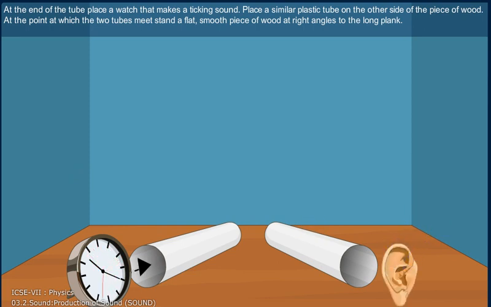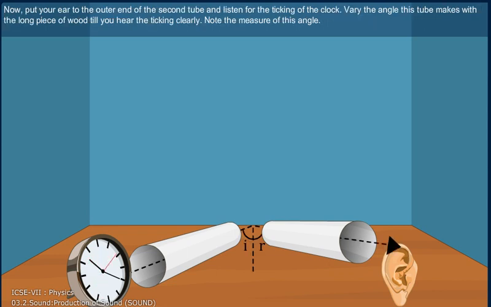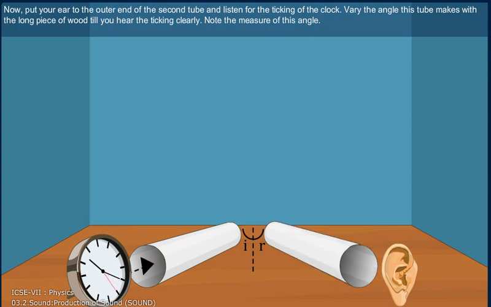At the point at which the 2 tubes meet, stand a flat, smooth piece of wood at right angles to the long plank. Now, put your ear to the outer end of the second tube and listen for the ticking of the clock. Vary the angle this tube makes with the long piece of wood till you hear the ticking clearly. Note the measure of this angle.